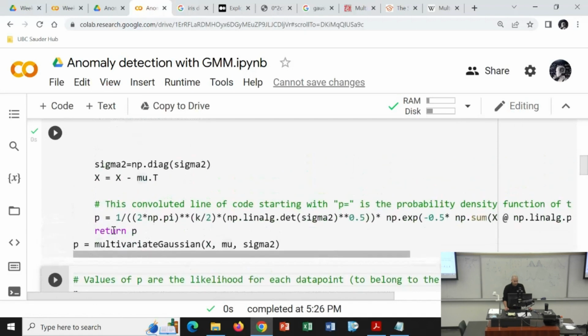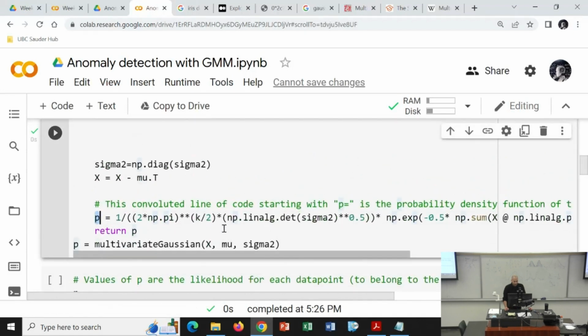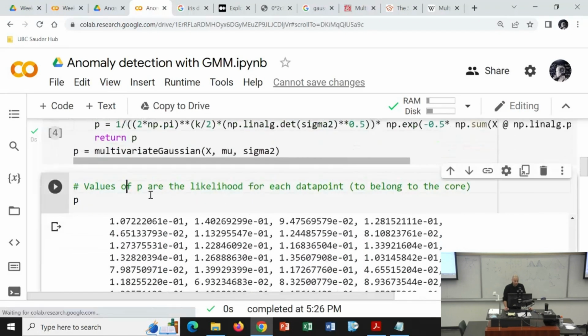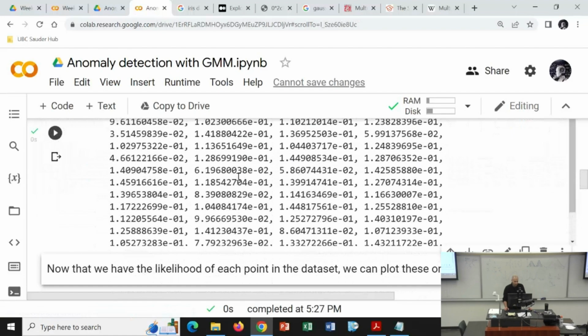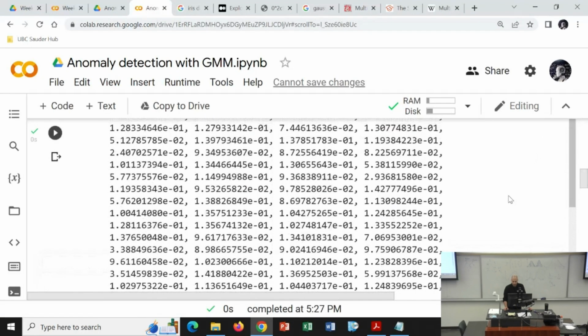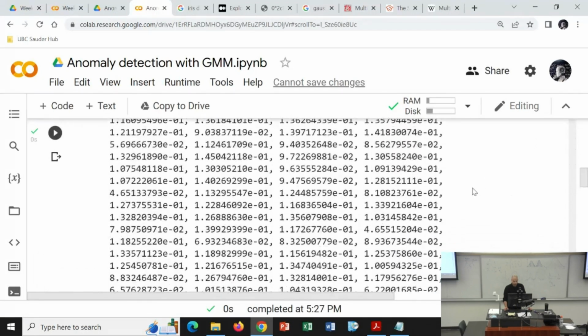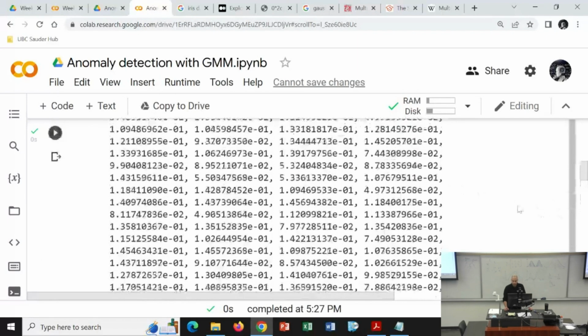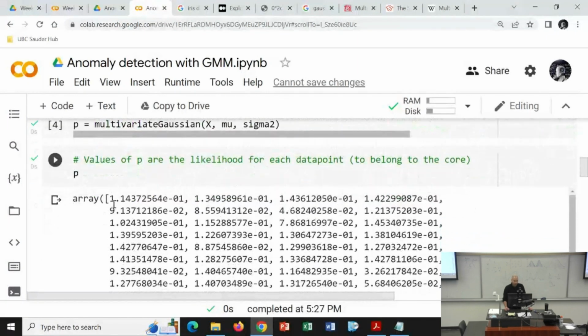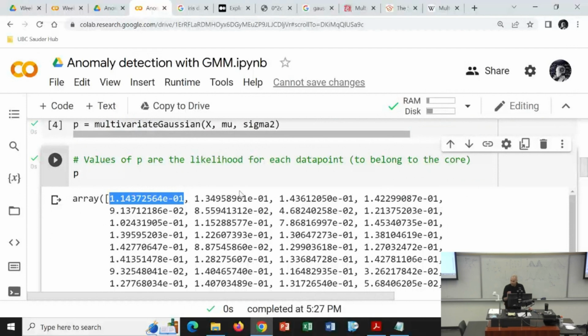Now that I have this function, which was a function of the variance and the mean, I can calculate it for every single data point out of those 410 data points, and you can see that, for example, for the very first data point, it's 0.11.